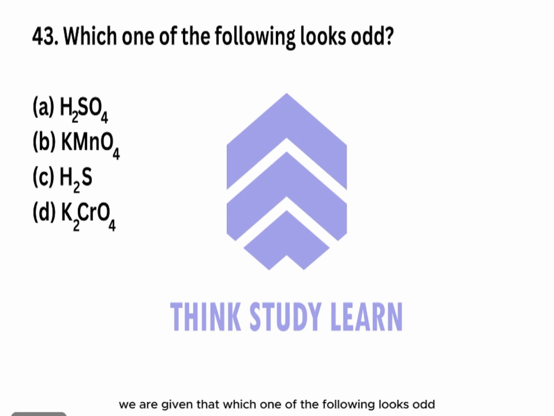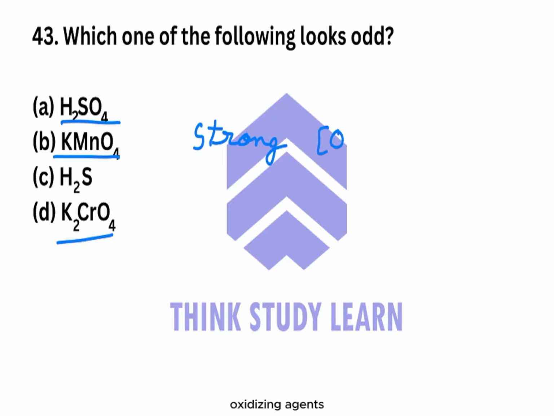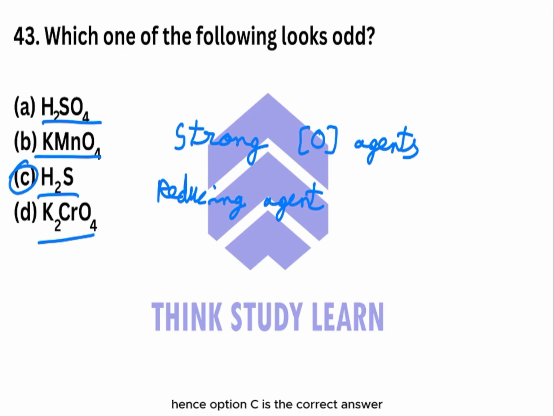In our next question, we are given which one of the following looks odd? H2SO4, KMnO4, and K2CrO4, they are all strong oxidizing agents. Whereas H2S, it is a reducing agent. Hence, option C is the correct answer.